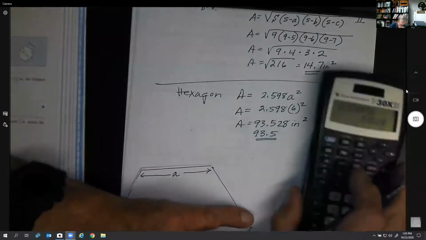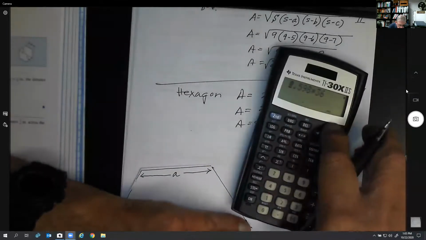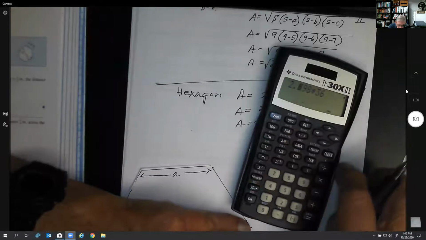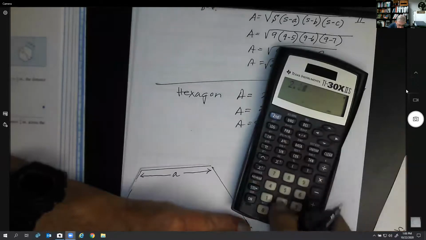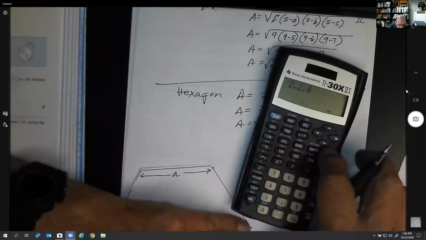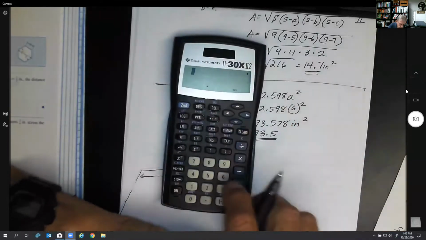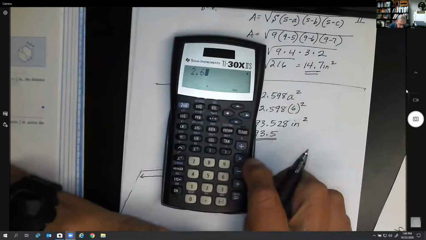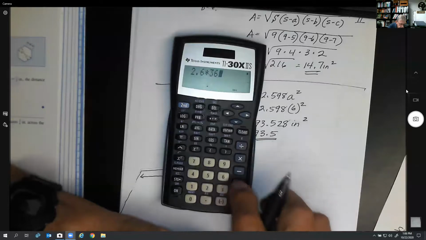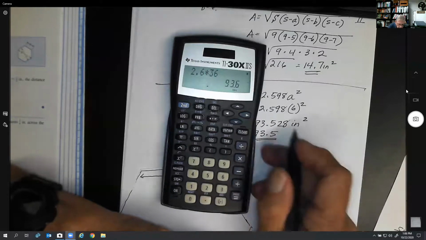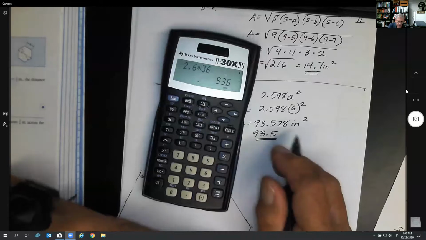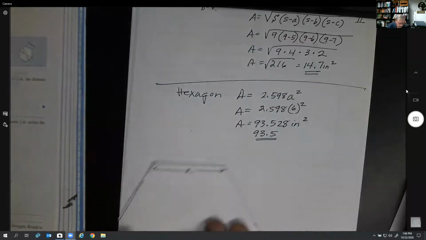What if we took 2.6? What if we change this to 2.6? If we took 2.6 times 36, you see, 93.6. You wouldn't be off too much. You'd be off a little bit, but not great.